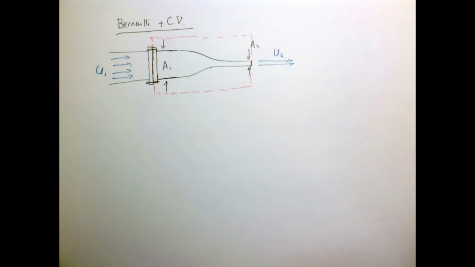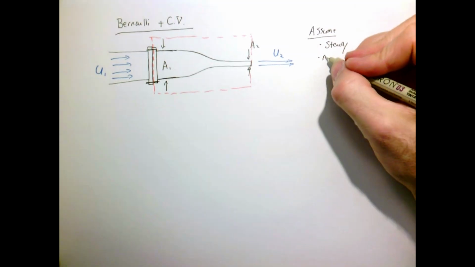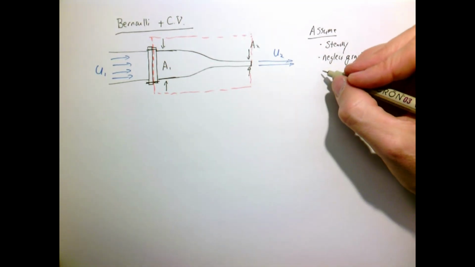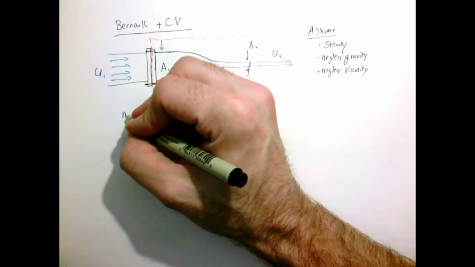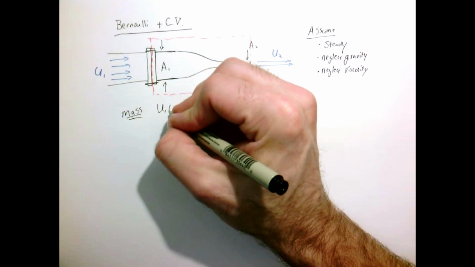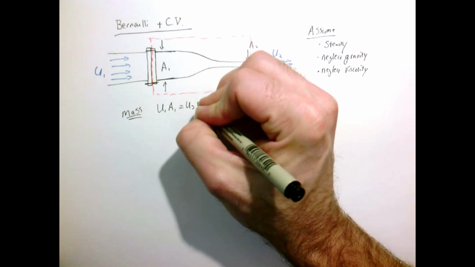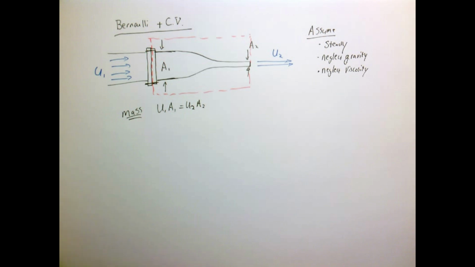And now we're going to talk about what our assumptions are. Again, steady. So we're going to assume the flow is steady. We're going to neglect gravity. We're going to neglect viscosity. Now we could write it out, but I think we know by now that conservation of mass is going to give us the following relationship. It's going to tell us that U1 times A1 equals U2 times A2.